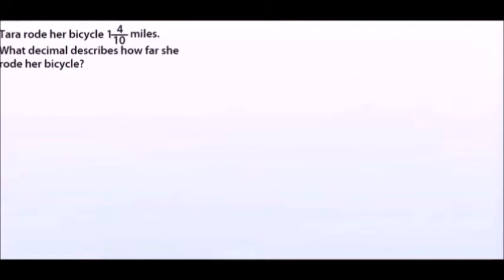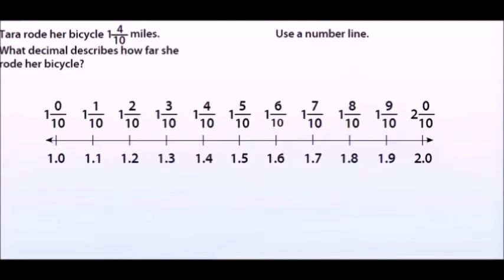You can use a number line to show mixed numbers and their equivalent decimals. Each mixed number and its equivalent decimal can be shown at the same point on the number line. This number line is marked by tenths from 1 to 2. Let's count the tenths between 1 and 2. What comes after 1?